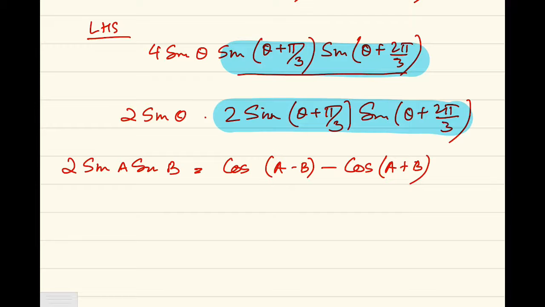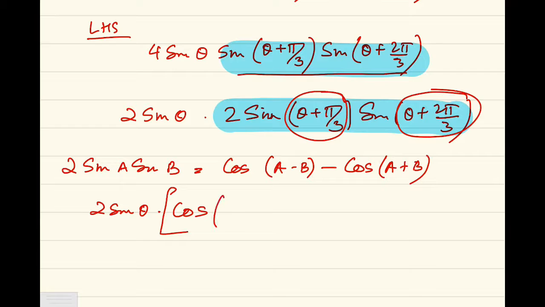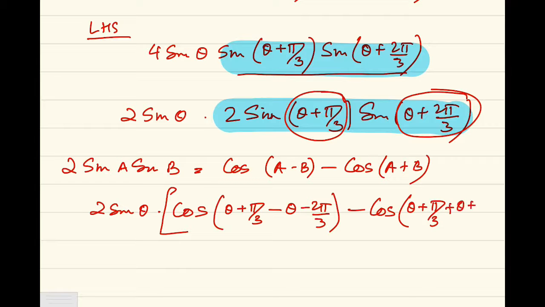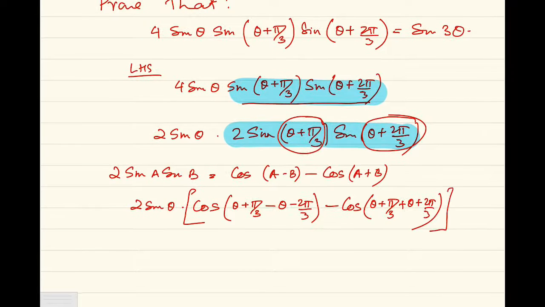So let's put in the formula. It will be 2 sine theta dot cos, let me put the bracket, this acts as A and this acts as B. So I have theta plus pi by 3 minus theta minus 2 pi by 3, correct? Minus cos theta plus pi by 3 plus theta plus 2 pi by 3, correct? So I have to add this side and subtract the other side.